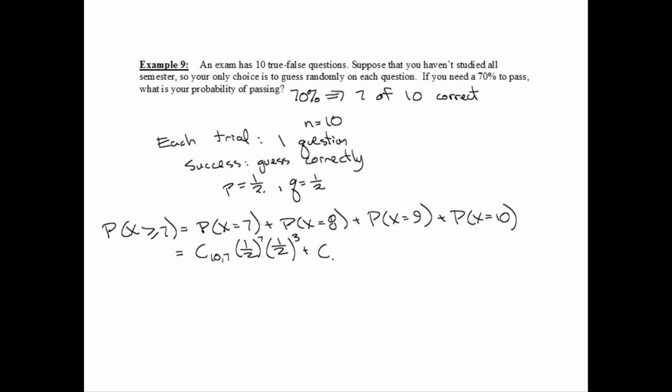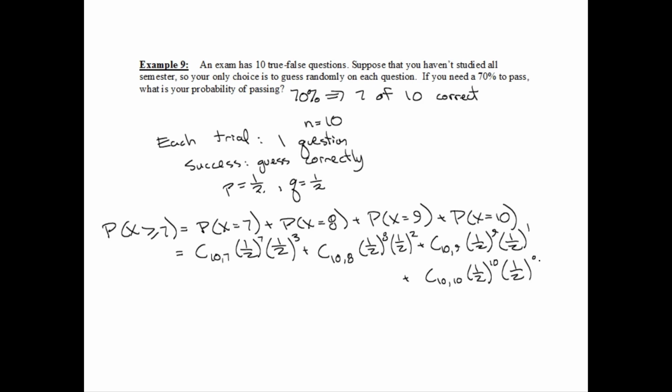Then we're going to have combination 10, 8. 1/2 to the 8th. 1/2 squared. Combination 10, 9. 1/2 to the 9th, 1/2 to the 1st, and then one last formula. Combination 10, 10. 1/2 to the 10th, 1/2 to the 0th. In other words, all 10 correct, and that means there will be 0 failures.